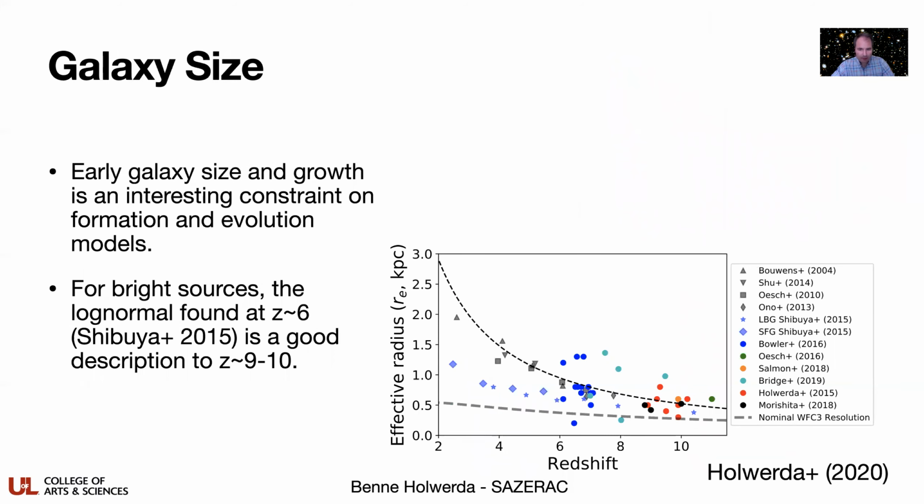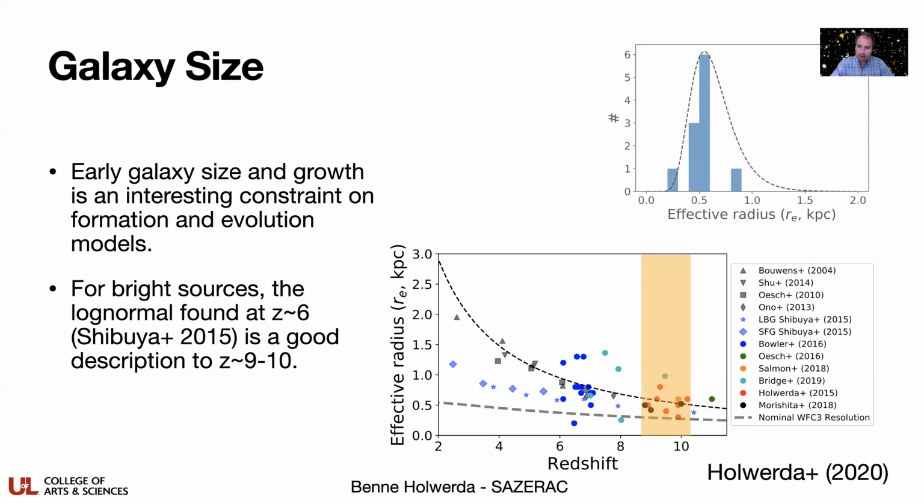Galaxy sizes, the actual sizes, do constrain our galaxy evolution and formation models, so we do not want to bias ourselves here. But if we take the high redshift sources that we found, so for redshift 9 and 10 in BoRG, then the log normal distribution of effective radius that Shibuya found in 2015 for redshift 6 is still pretty representative. So that seems to be the size distribution of sources. It gets projected differently at different high redshifts on the sky.